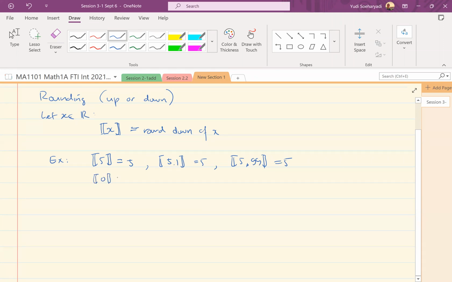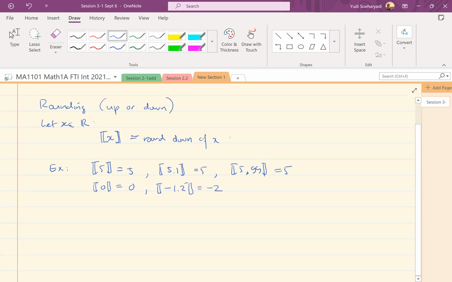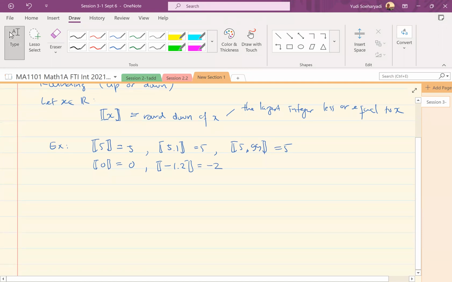Well, 0 first. You round 0, still 0. Negative 1.2, for example. If you round this number down, it becomes negative 2, because you round to the nearest integer less than that number, less or equal. So it's just the integer less than or equal to x. That's what we call round down, and sometimes we call it the floor function.